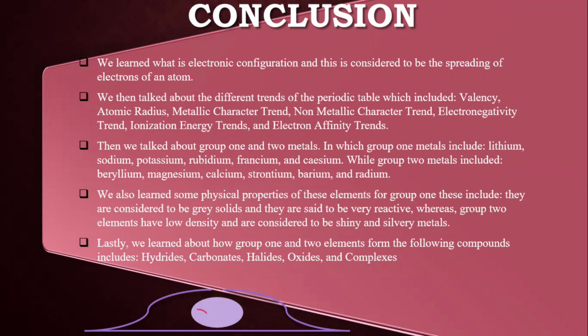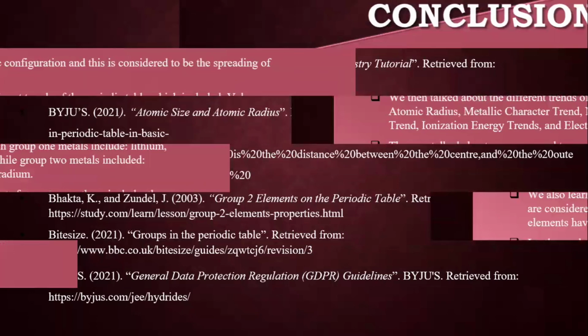We then learned the physical properties of these elements. Group 1 elements are gray solids and are very reactive, whereas group 2 elements have low density and are shiny, silvery metals. Lastly, we learned how group 1 and 2 elements form the following compounds, which include hydrides, carbonates, halides, oxides, and complexes. This is the end of our presentation, and these are our references.